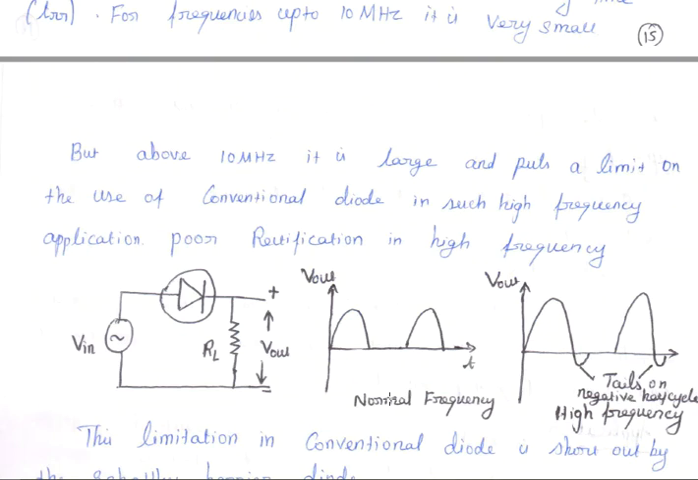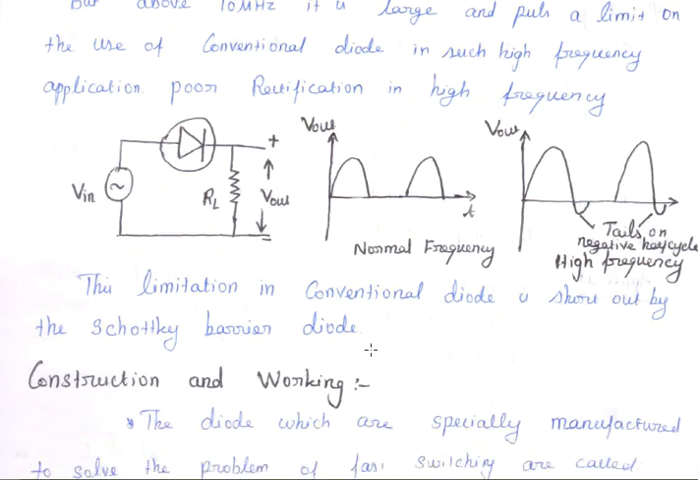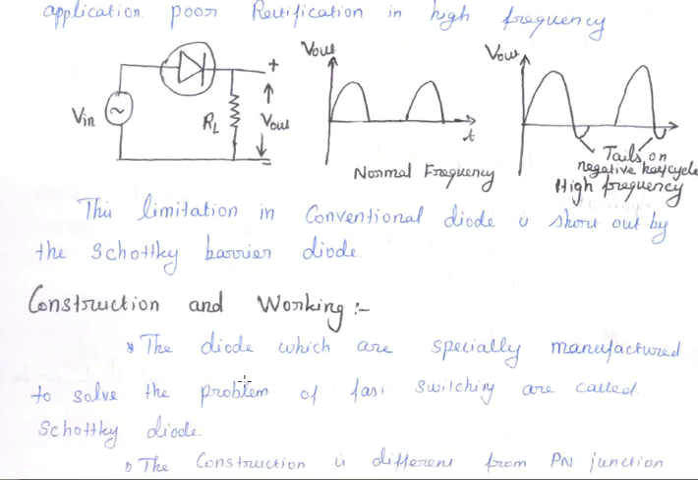Poor rectification in high frequency. So this diagram shows a diode is connected with one power supply and series with load. We are having the response like this for normal frequency and high frequency. For normal frequency, there are no tails in output, but in high frequency there are tails on negative half cycles. The limitation in conventional diode is solved by using Schottky barrier diodes.